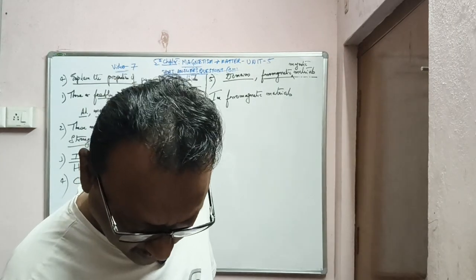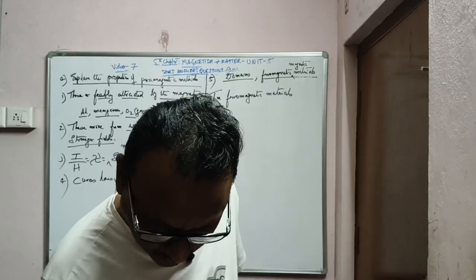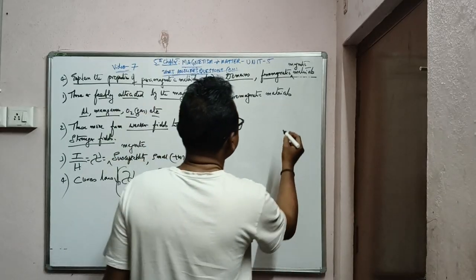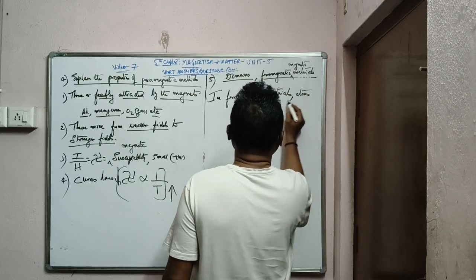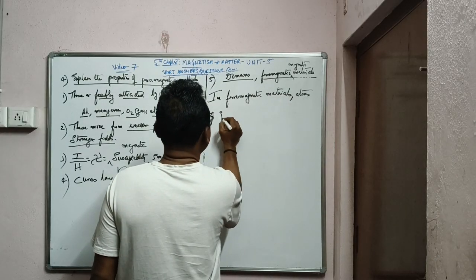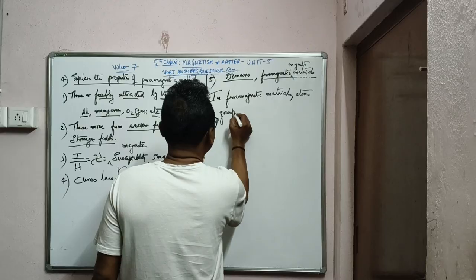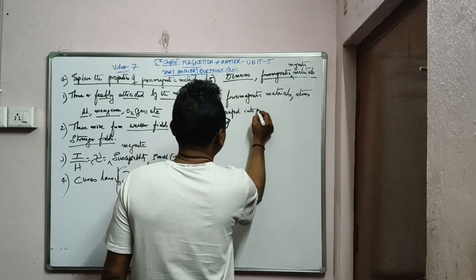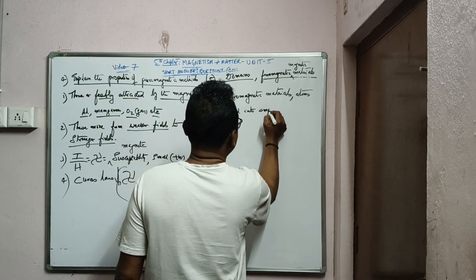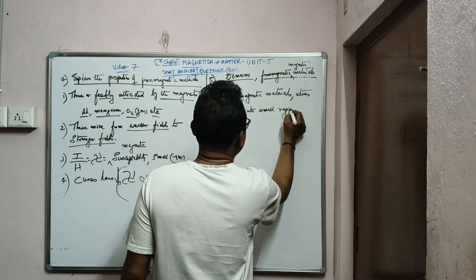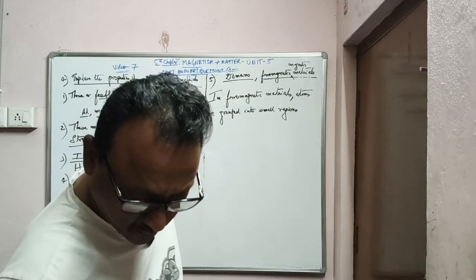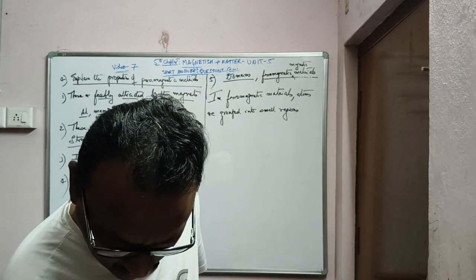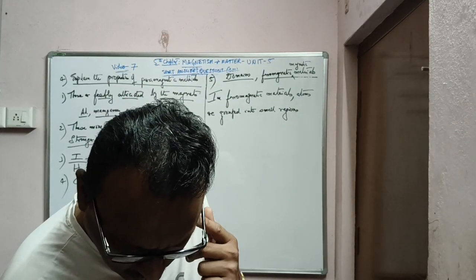In ferromagnetic domains I'm explaining. In ferromagnetic materials, atoms are grouped into small regions called domains.